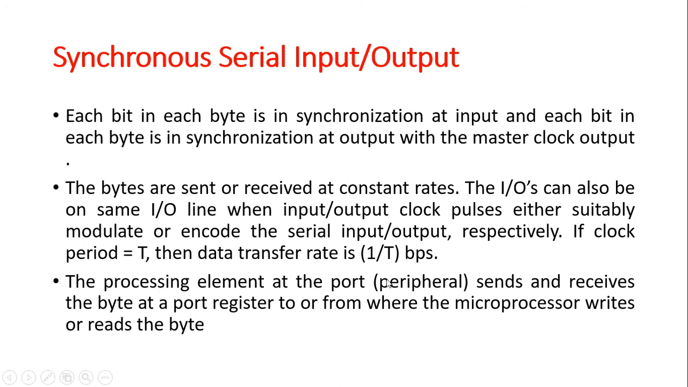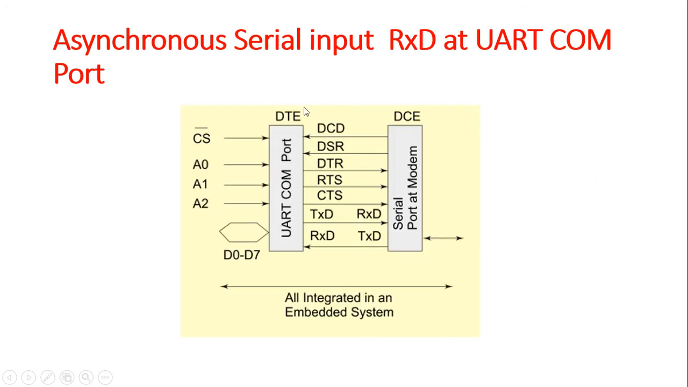The processing element at the port sends and receives the bytes at the port register to or from where the microprocessor writes or reads the bytes. Asynchronous serial input. This is the UART, like the UART COM port. UART is a universal asynchronous receiver and transmitter. In this we'll be having two devices, the data terminal equipment and the data communicating equipment, which is termed as a serial port at the modem, and the UART COM port of a system.